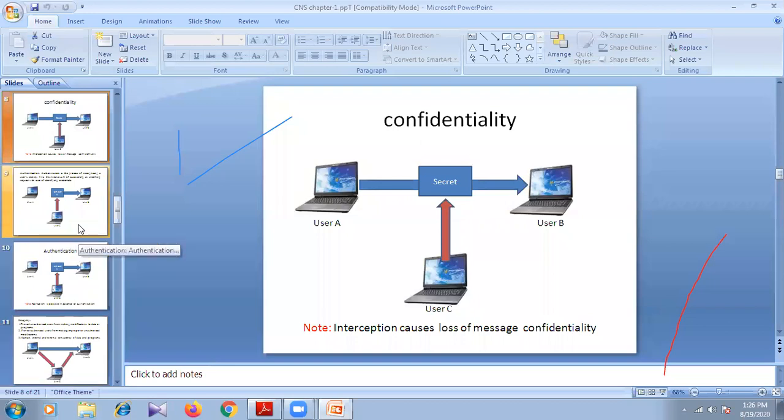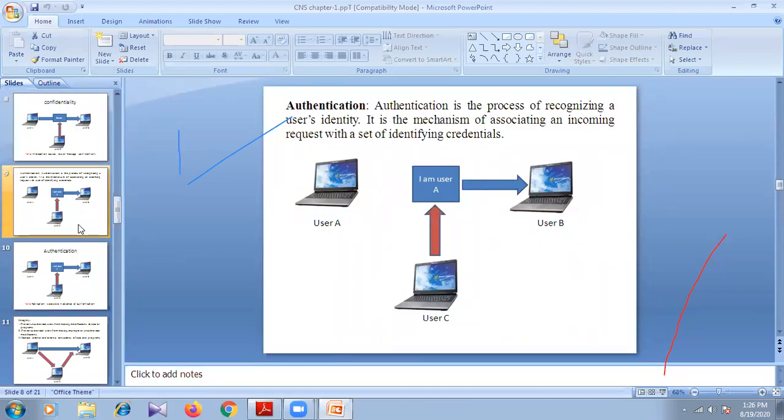The second service is authentication. Authentication means only authorized people can access the data. That means you can authenticate them. Whenever you are authenticated, only those people can access that data. Authentication is the process of recognizing a user's identity.